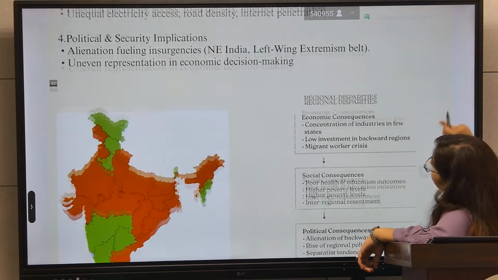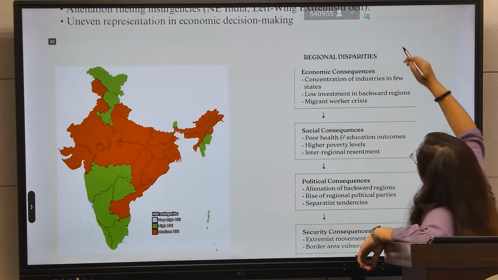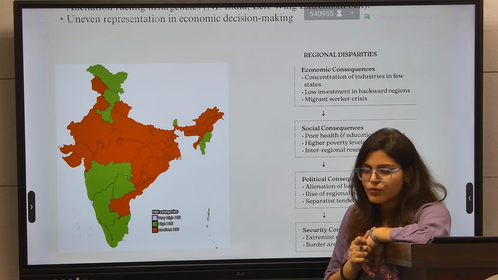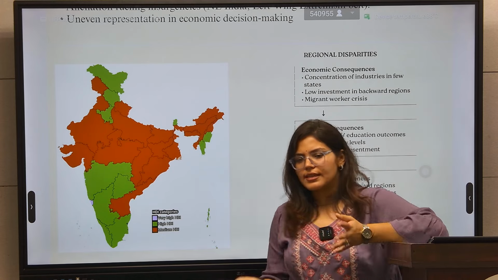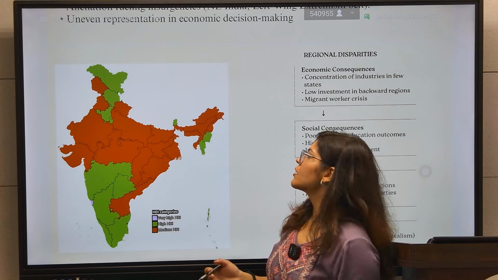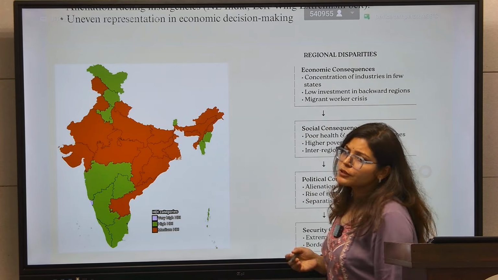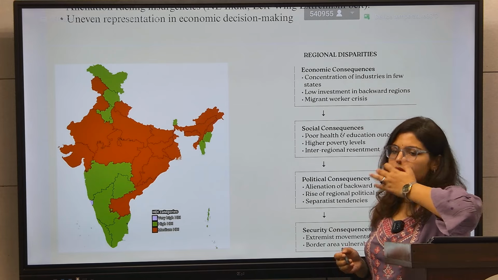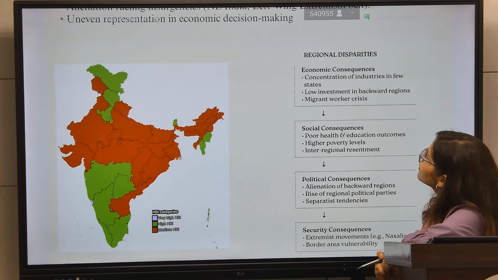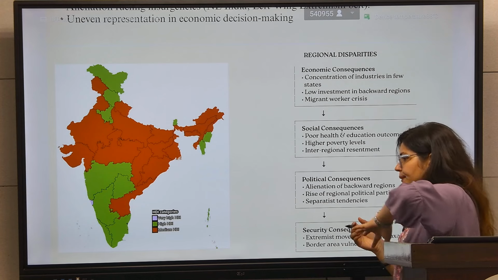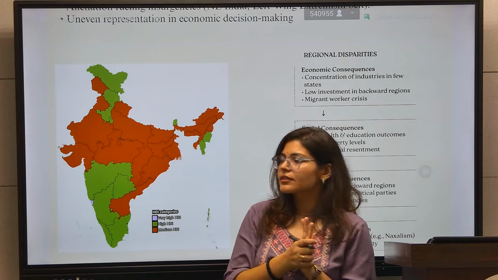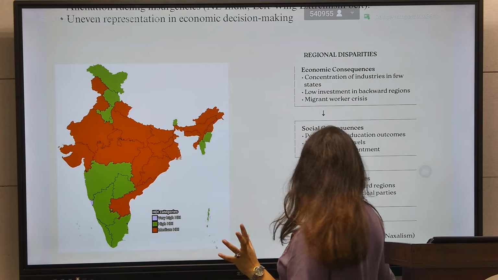Now for seriousness, you have to write about the consequences also. If you give the data, there should be consequences also. For the consequences there is a template: social consequences, political consequences. So think about what the economic consequences of this regional disparity are. There is concentration of industries in various states. So what happens, there is a virtuous and a vicious cycle.